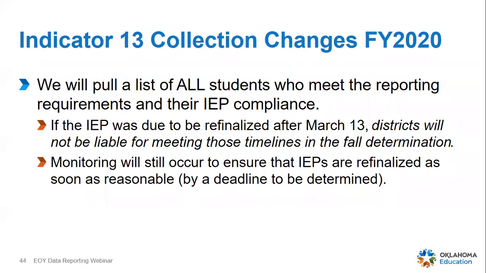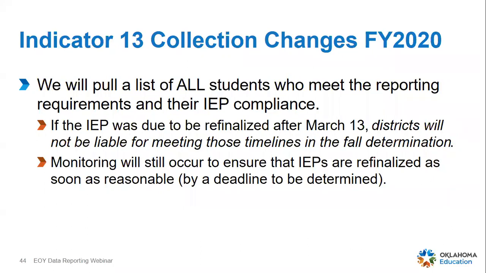Monitoring will still occur to ensure that all IEPs are refinalized as soon as reasonable this fall, okay? But let's say you had one due, you know, March 31st, okay, during the school closure. You won't be held liable for completing that on time because schools were closed, special circumstances, etc. If it's still not completed by June 30th, you still won't be liable for that, okay?